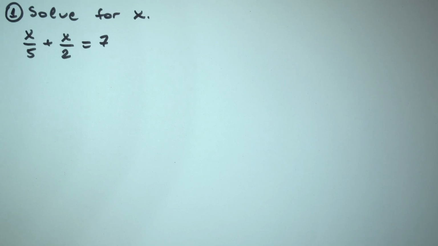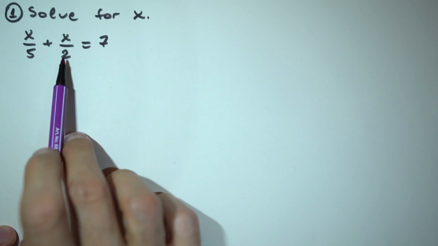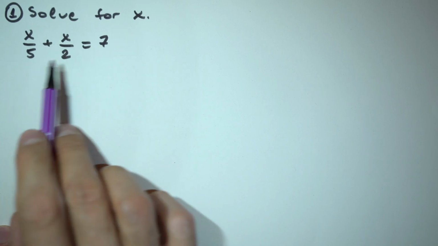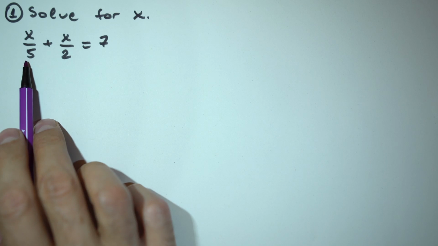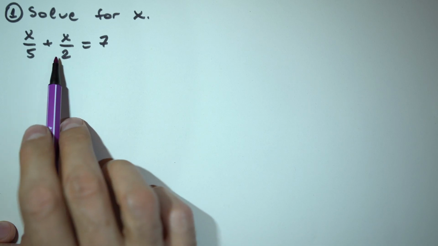Hello guys, in this video I'm going to show you how to solve linear equations with fractions. This is one linear equation that we have to solve for x. x over 5 plus x over 2 equals 7. As you can see, we have x over 5 and x over 2. These are fractions, and therefore we have to remove them.